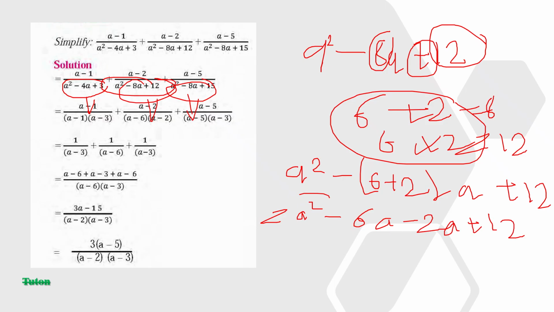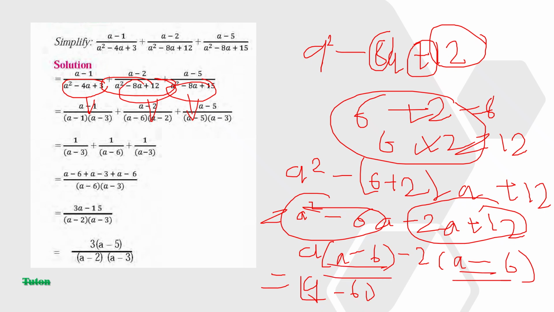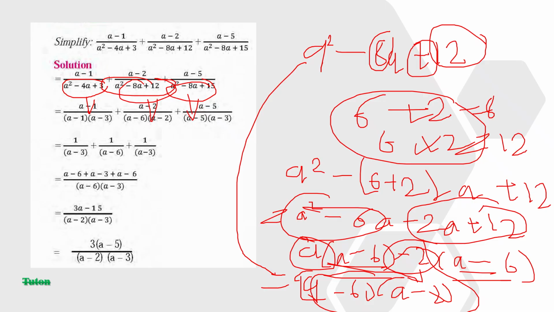Now we take a common in these two terms, and we take 2 common from these two terms. A common, a minus 6, minus 2, a minus 6 we get. Now it will break down into a minus 6. We have two terms here, a minus 6 and a minus 6. We can take a minus 6 common from there, and then we multiply it by the remainder. This equation has now been converted into a minus 6 and a minus 2, and this term represents this term.